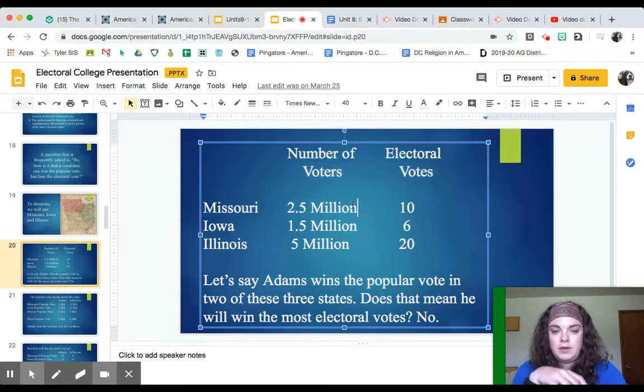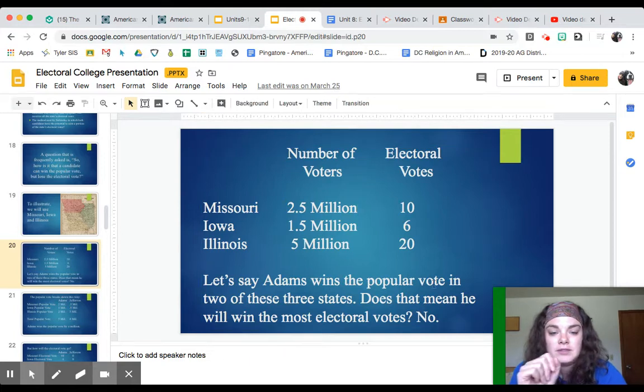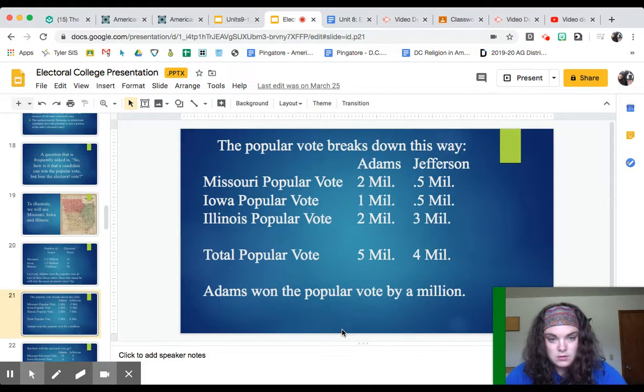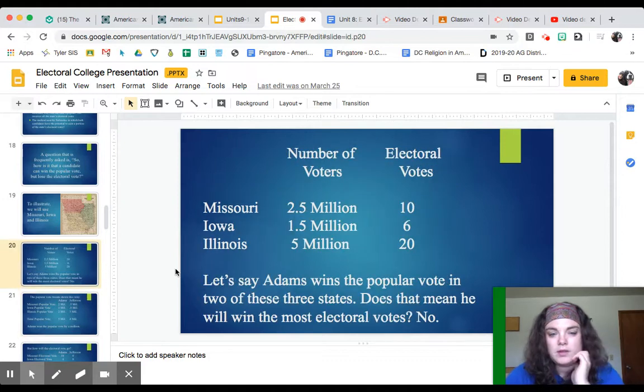So let's say Adams wins the popular vote in 2 of the 3. If he wins 2 of these 3, doesn't matter which 2, any 2, does that mean he'll win the most electoral votes? Let's take a look at the math. Let's do this. If he wins Iowa and Illinois, will he get the most Electoral College votes? But what if he wins Missouri and Iowa? Will Adams get the most Electoral College votes? So if you look at the different numbers, you can start to see how different states can affect the Electoral College vote differently. Let's keep talking about it.